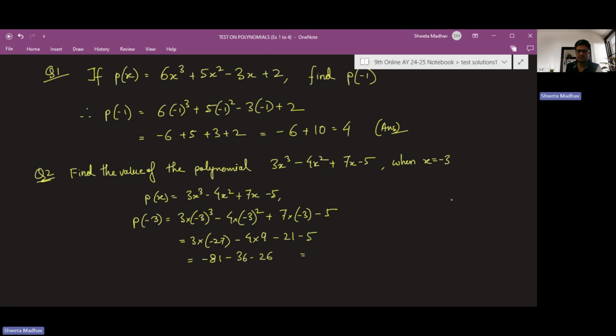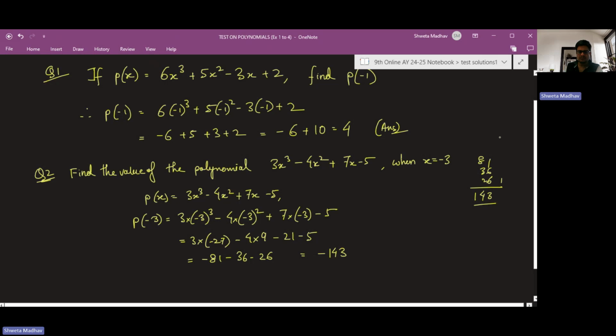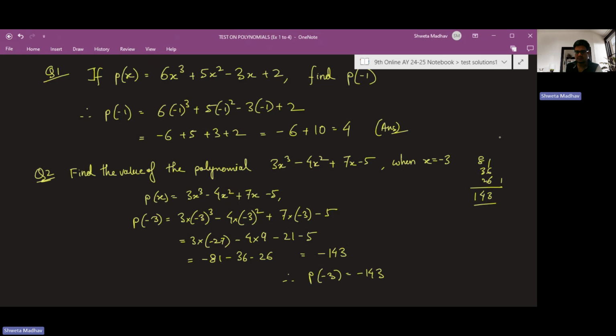So 81, 36, 21 and 5, if we add them, then we will get 143. So this is equal to minus 143. So the required value of the given polynomial when x equals minus 3, which is p of minus 3, is equal to minus 143. So this is the answer.